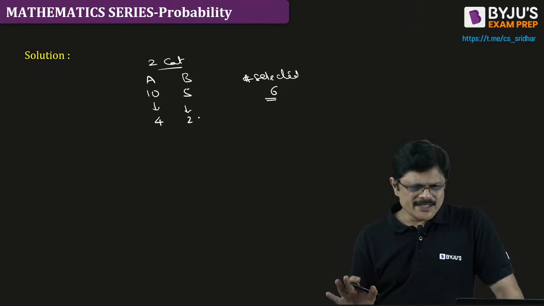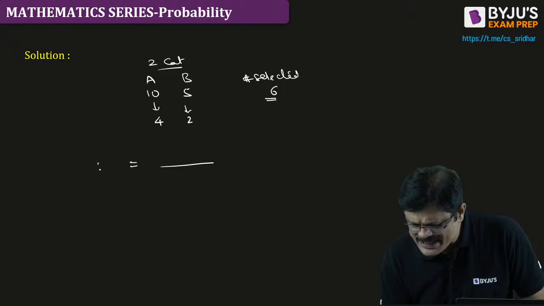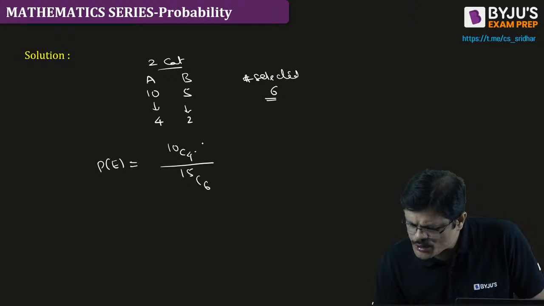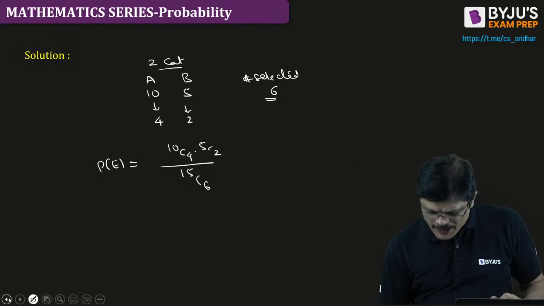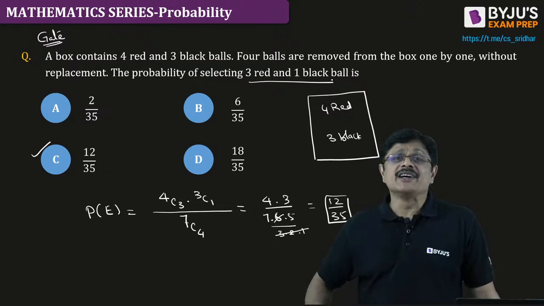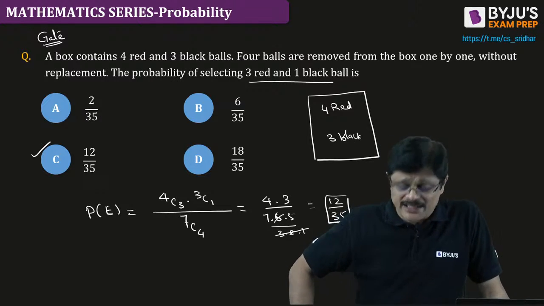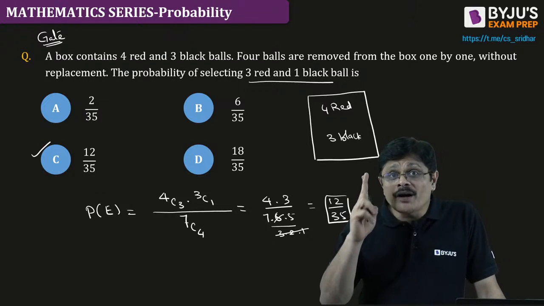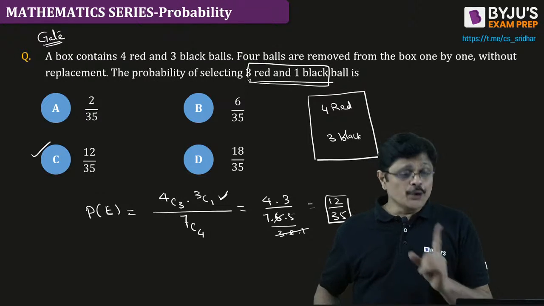For all such problems, even though it is selected one after the other without replacement, under probability this value will simply be: out of a total of 15, you are selecting 6, and 4 are coming from the A part and 2 are coming from the B part. What is very important in this problem is that the order is not mentioned. Suppose he says first 3 red balls are selected, then 1 black ball, you can't do it this way. If the order is not mentioned, then directly you can do it. If the order is mentioned, then you can't do it.